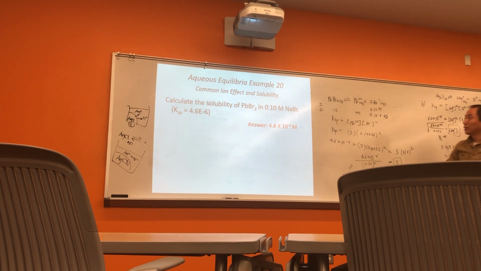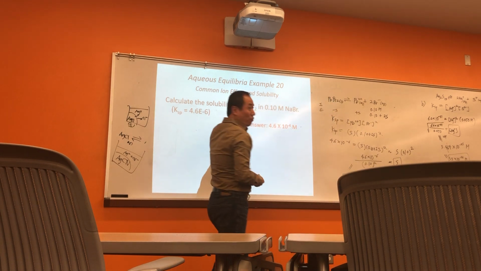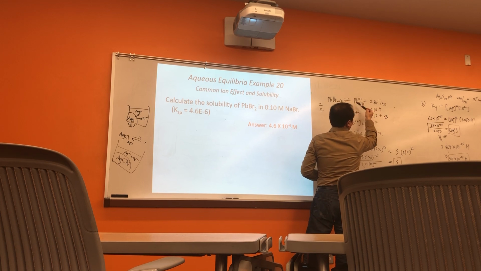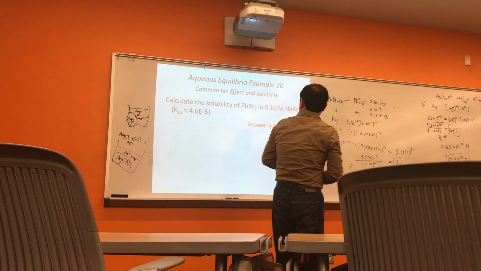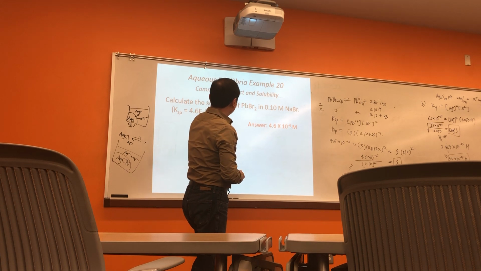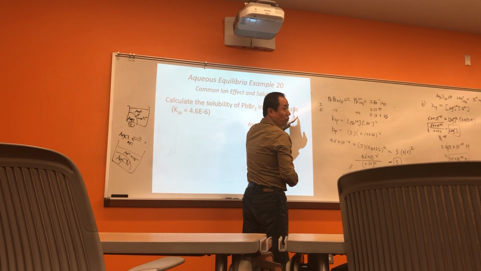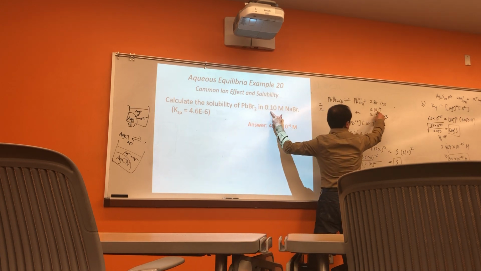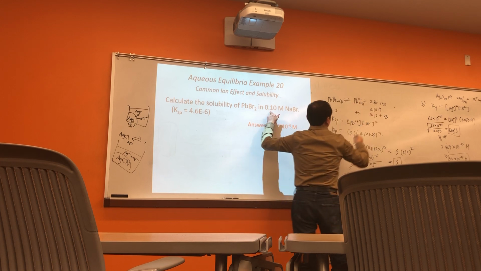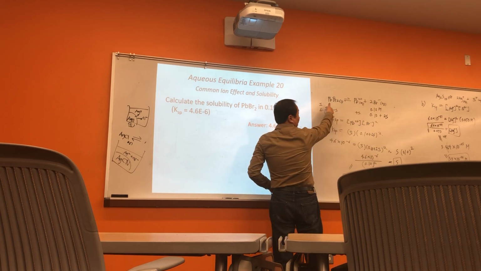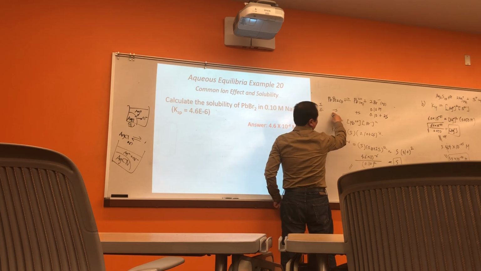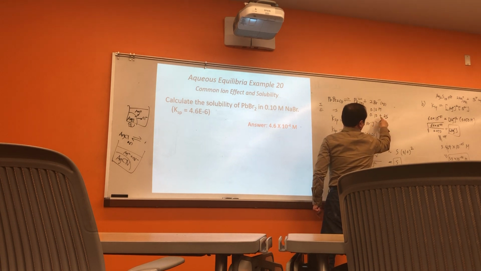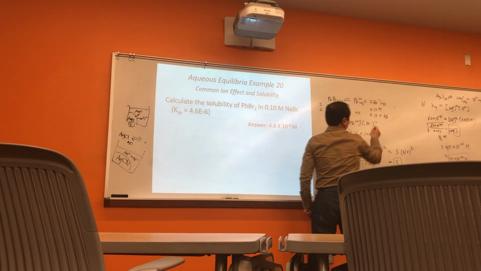So why don't I explain? You have lead bromide, which will dissociate into Pb2+ and 2 Br-. In this case, we have a common ion, which means bromide will be provided through sodium bromide. So we already have this before dissociation of the lead bromide. Initially we have that, and then some will dissociate. If S amount dissociates, here you have S, and this will be twice S, 2S, added to this.